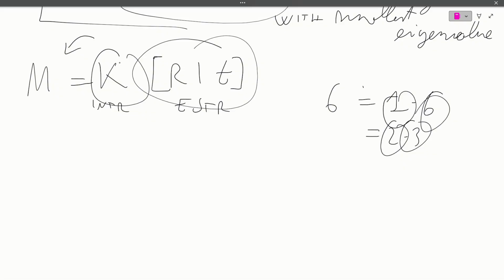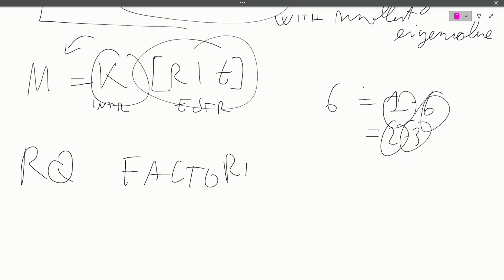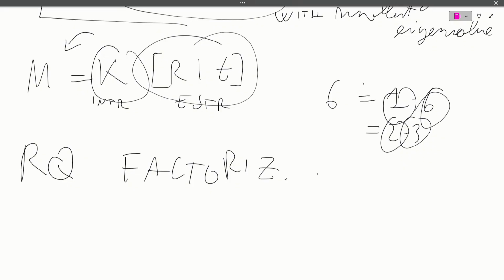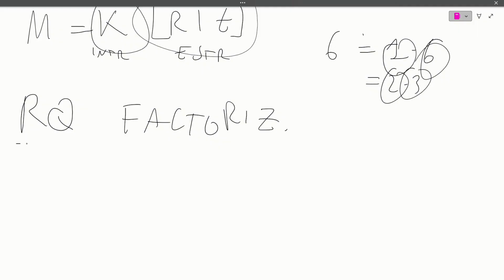Factorization is just this process: find matrices that compose another matrix. We will use the RQ factorization, that is another method like SVD decomposition that you can study online. Okay, it's just a method. With RQ factorization, we can factor.